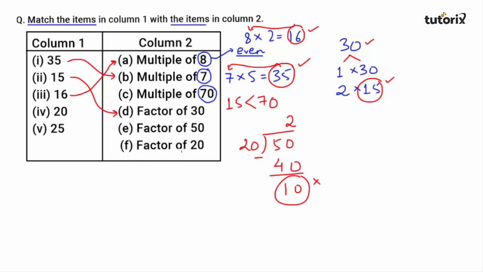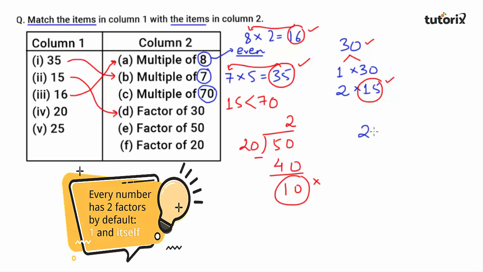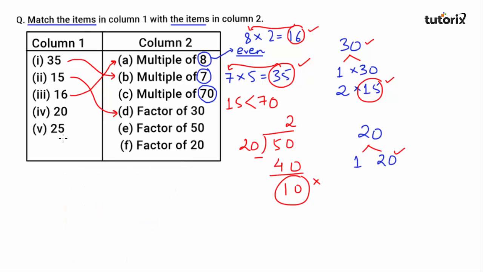Option F is factor of 20. Can 20 be a factor of 20? Of course, we have already studied that there are two factors of a number by default. The first factor is the number 1 and the second factor is the number itself. 20 is indeed a factor of 20. So the answer to option 4 is F. So now let's come to the last number.